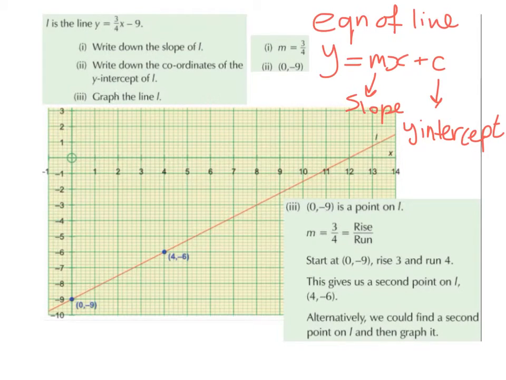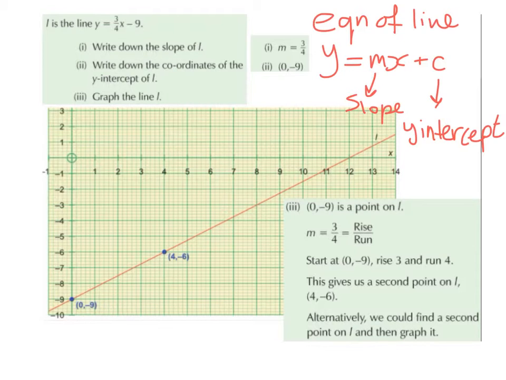Part 3, graph the line. Well, there's a few ways that you can graph the line. One way is to substitute x values into our equation and get y values out, and then you'll have some coordinates that you can plot on your graph and join together with a straight line. Another way to do this is to use our rise over run formula.